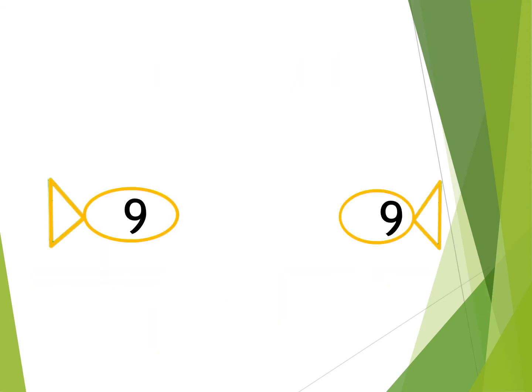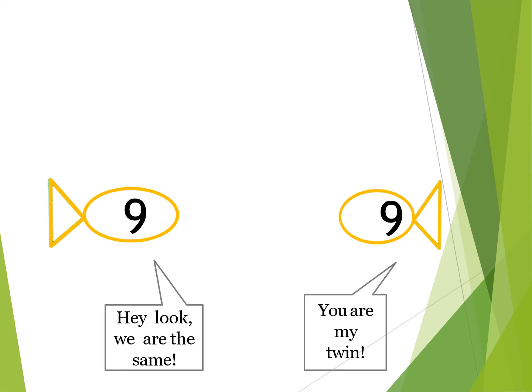Now, there are two fish, 9 and 9. Slowly they are swimming and going. So the alligator came there. But what happened? Hey, both of them look the same. Are they twins? Yes. So the alligator is thinking, which one I have to eat? Which fish I have to eat now?